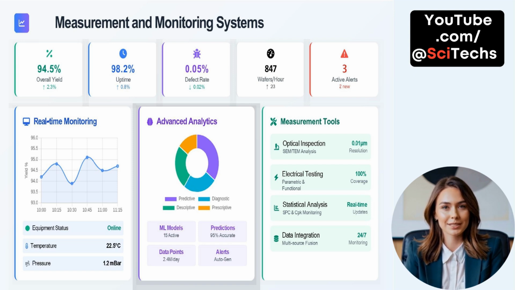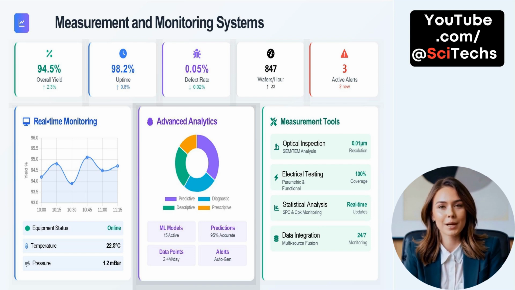Real-time monitoring systems provide continuous visibility into yield trends, equipment status, temperature at 22.5 degrees Celsius, and pressure at 1.2 millibars. Advanced analytics leverage descriptive, diagnostic, predictive, and prescriptive models. 15 active machine learning models process 2.4 million data points daily, with 95% prediction accuracy and auto-generated alerts. Measurement tools include high-resolution 0.01 micrometer optical inspection, 100% electrical test coverage, real-time SPC analysis, and 24/7 integrated data fusion from multiple sources to ensure continuous improvement and rapid response.